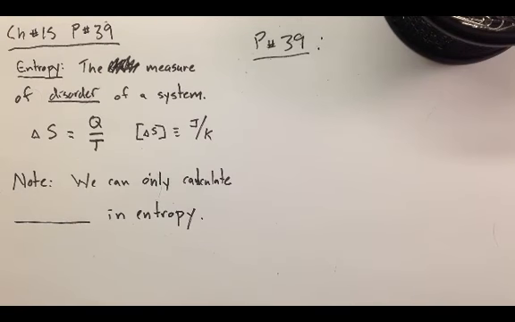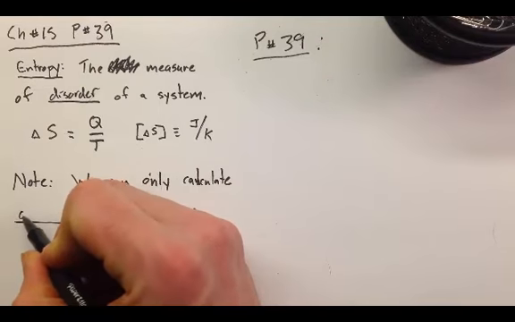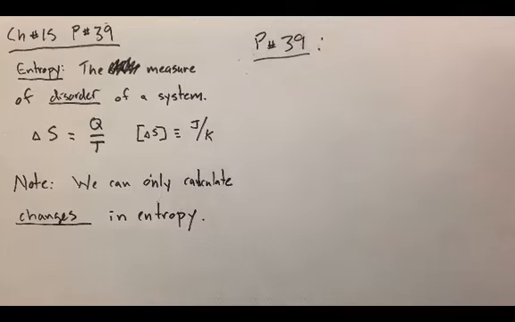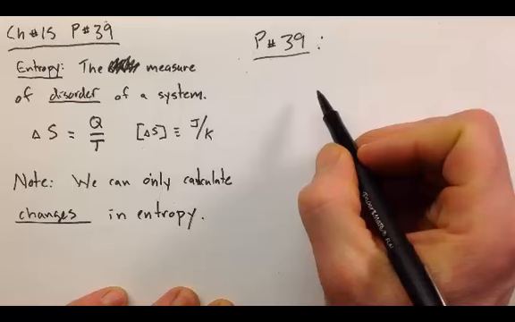Note that in this definition, we can only calculate changes in entropy. Much like potential energy, we can't measure absolute values of potential energies. We can only calculate changes in potential energies, and likewise, changes in entropy. Okay, let's do a little example problem now that we know about entropy.